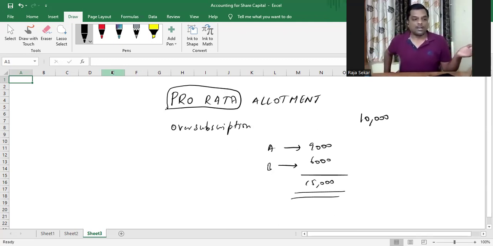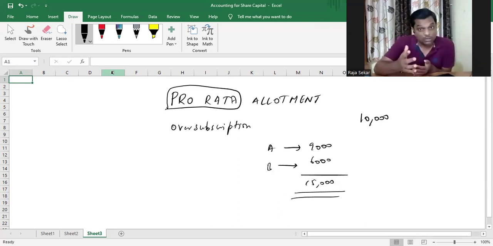For instance, it can just allot the total number of shares applied for by A, that is 9,000, and only allot 1,000 shares to B against the 6,000 applications and reject 5,000 applications. Or it can allot 5,000 shares to A and 5,000 shares to B. Or it can allot 8,000 shares to A and 2,000 shares to B. It can do it in any manner that it deems right. But what the company can also do is make a pro rata allotment.